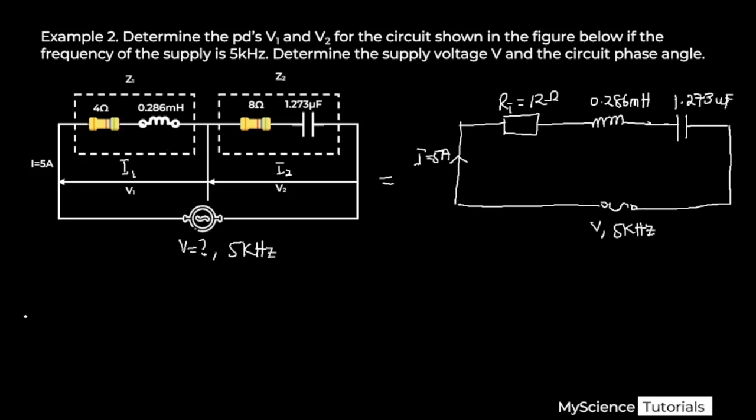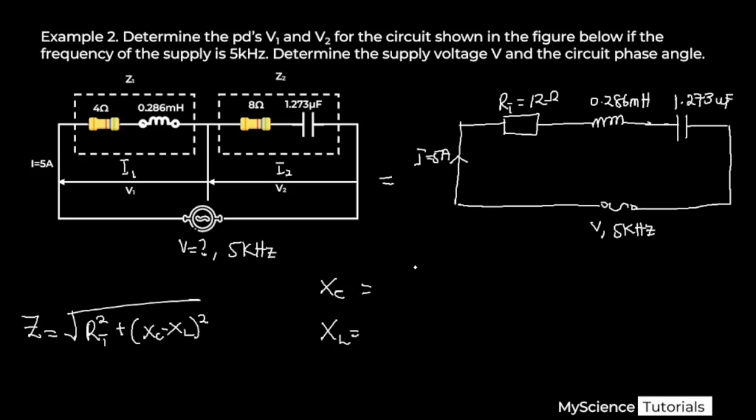Now to do that, we know that our impedance is equal to the root of resistance squared, which in this case will be our RT, plus the bracket XC minus XL, squared. This tells us that we need to find the capacitive reactance and then the inductive reactance. Capacitive reactance, we know that is equal to 1 over 2 pi FC. So we go ahead and do the substitution.